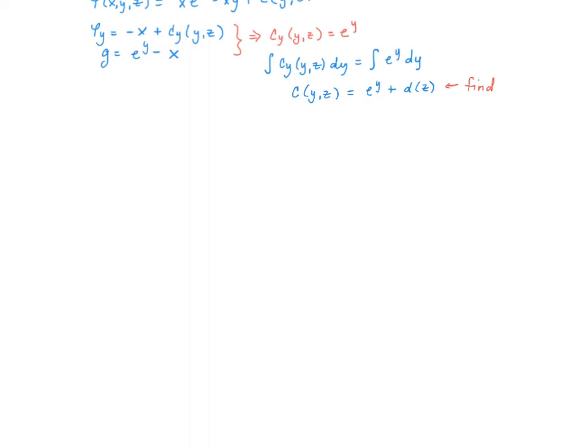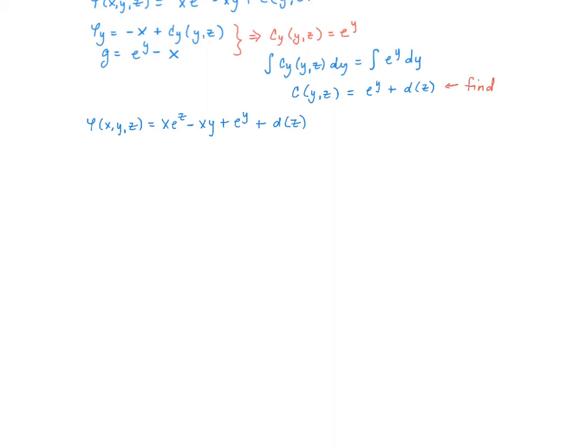So let's look at what our function phi looks like so far. So far we have x e to the z minus xy plus e to the y, putting all this together, plus d of z. Remember, we already solved for c, so now we're solving for d.